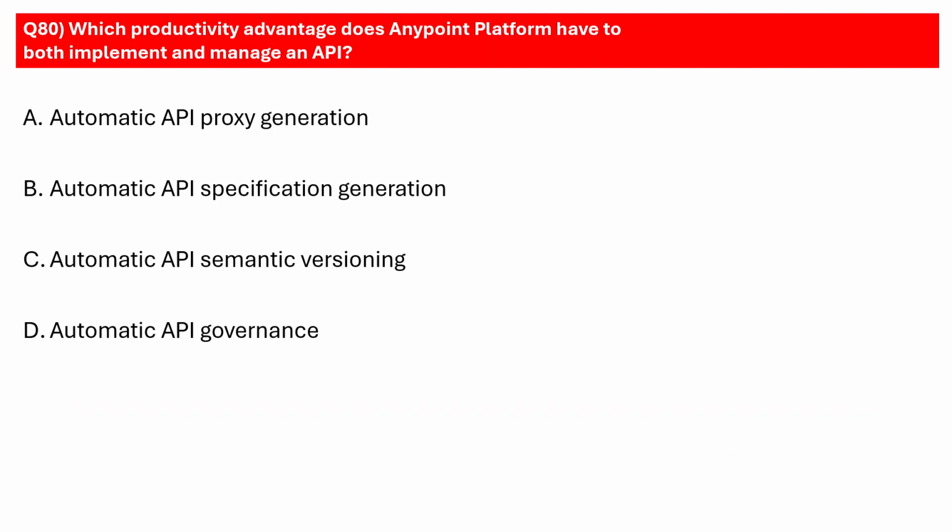Q80. Which productivity advantage does Anypoint Platform have to both implement and manage an API? A. Automatic API proxy generation. B. Automatic API specification generation. C. Automatic API semantic versioning. D. Automatic API governance.